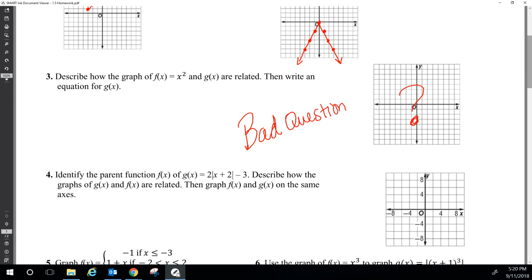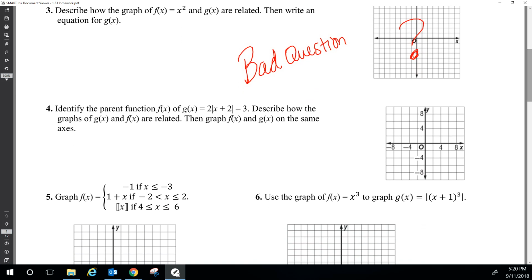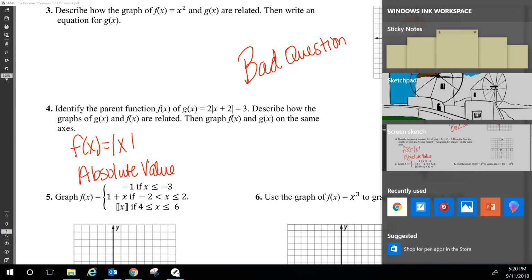All right, number 4. It says, identify the parent function. When you look at this, hopefully you see these absolute value signs, which tells you f of x is equal to the absolute value of x is the parent function. Most of you did really well on that quiz as far as identifying your parent function, so that's good.